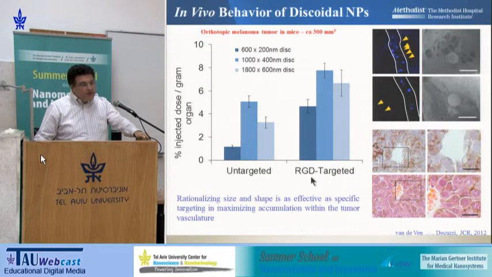If you add an RGD4C molecule on the particle, which targets the alpha V beta 3 integrins, you do some specific targeting and you do see an increase in accumulation. The trend with the smaller, the larger, and the average size in the middle is still preserved. We're getting 8% of the injected dose per gram tissue. We tested this in two different tumor models.